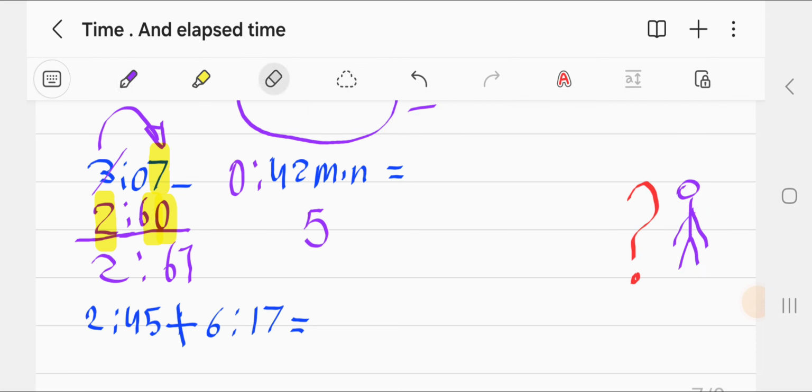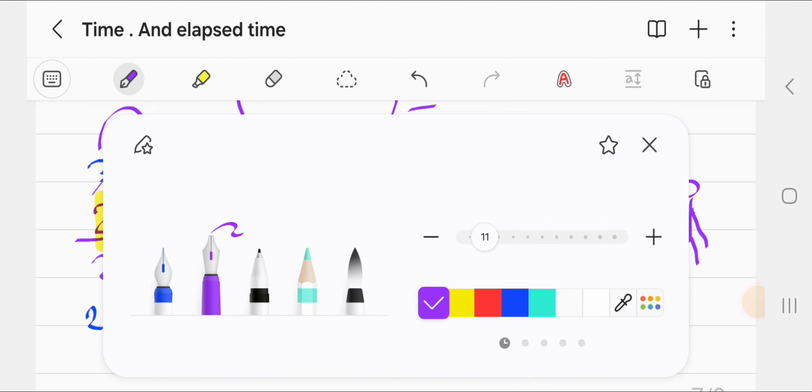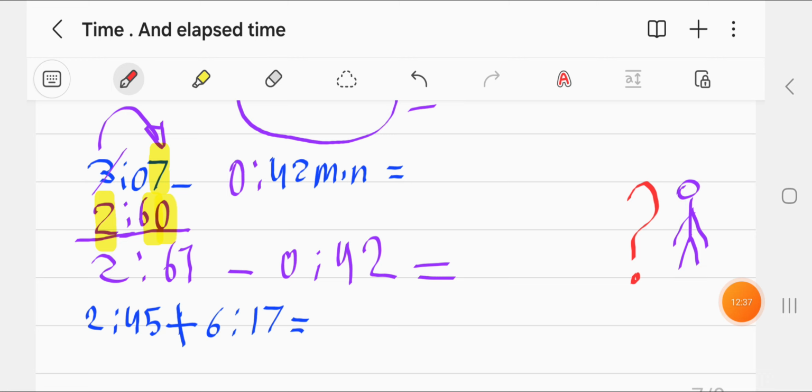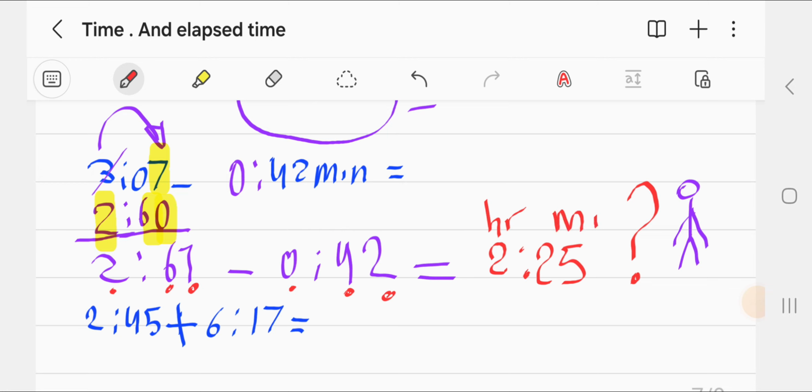Let's make it together. It's so easy to make this right now. Let's look at this one. 7 minus 2 becomes 5. 6 minus 4 becomes 2. And then 2 minus 0 becomes 2. And this is our hours, and this is our minutes.